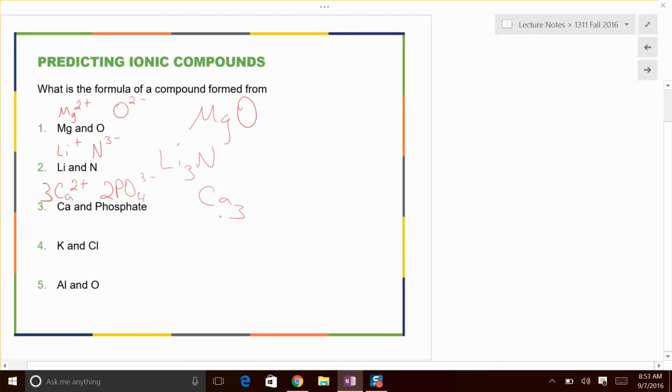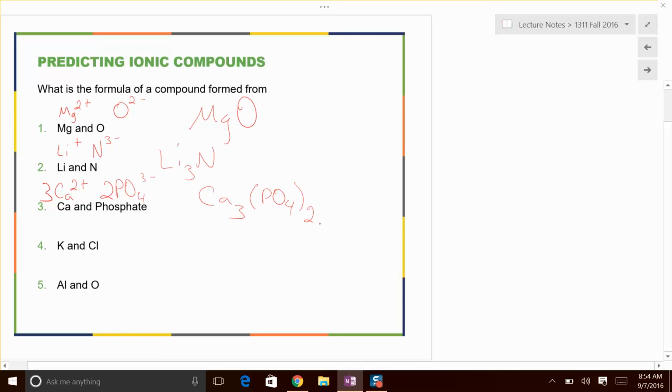Ca3. Now look how I write the phosphate, because the phosphate is an entire one entity. So I use parentheses, PO4, 2 of them. I have 2 PO4s surrounding the 3 calciums, or surrounding the 2 phosphates, I have 3 calciums. However you want to think about it. That's how I'd write the formula for calcium and phosphate coming together.